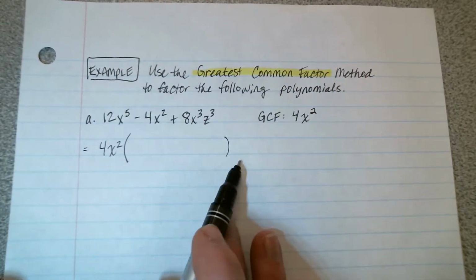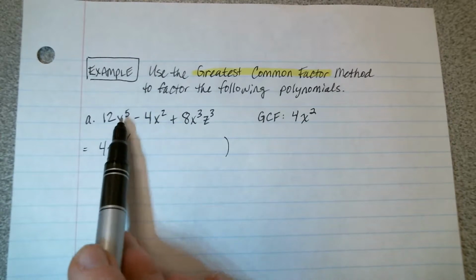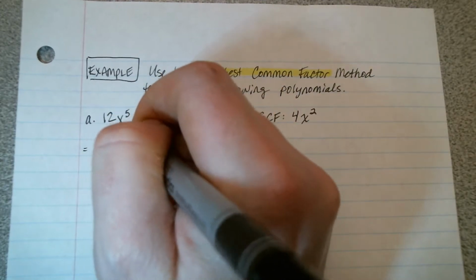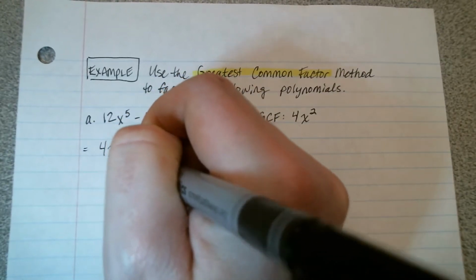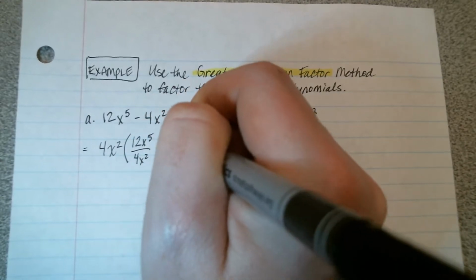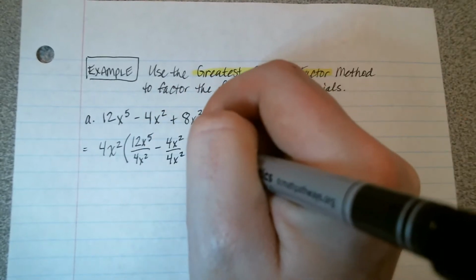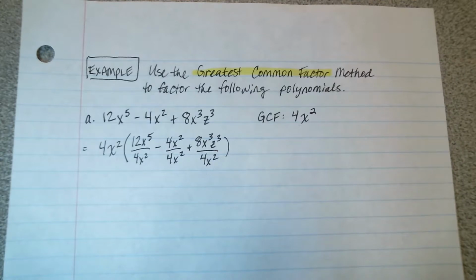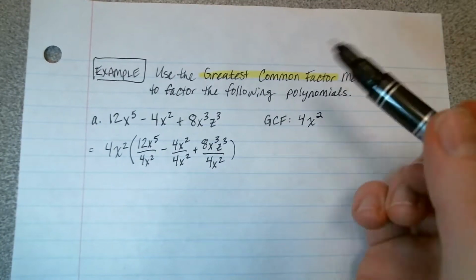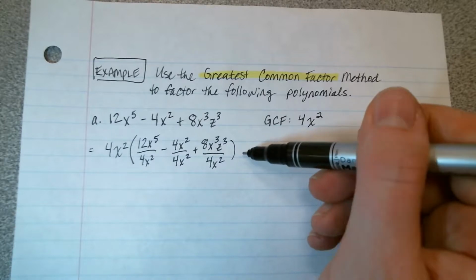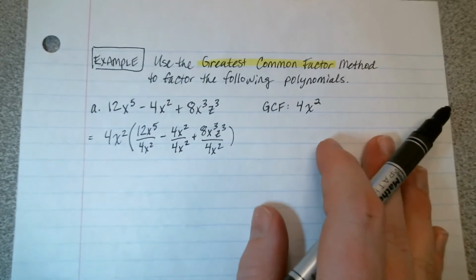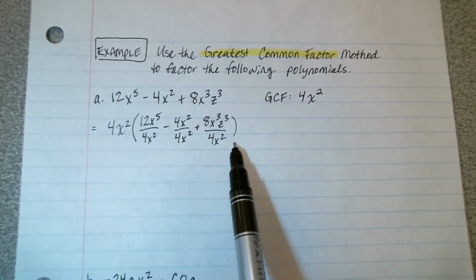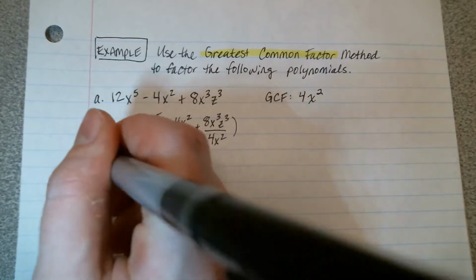And to determine what's left behind, what I'm going to do is divide each of these terms by this greatest common factor. So I'll go ahead and write that in. Okay, so sometimes you can do this division pretty easily in your head, other times not so much, but this is really what's going on. So again, I've factored this out, and to determine what's left behind, I need to divide everything by that quantity.